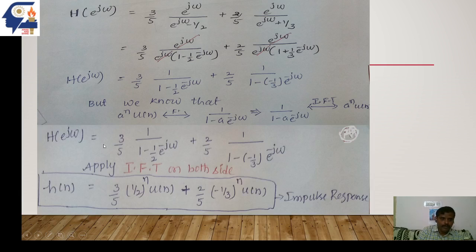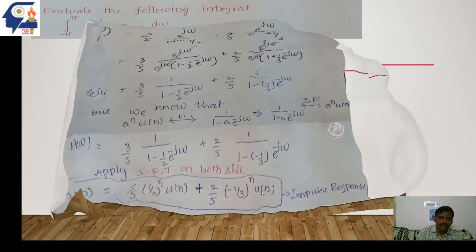That means if I apply inverse Fourier transform for this equation, H of e power j omega will become h of n. 3 by 5 as it is. If I apply inverse Fourier transform for this one, you will get 1 minus 1 by 2 whole power n u of n, plus 2 by 5 as it is, 1 by 1 minus a value, a value is minus 1 by 3, whole power n. This is the impulse response.